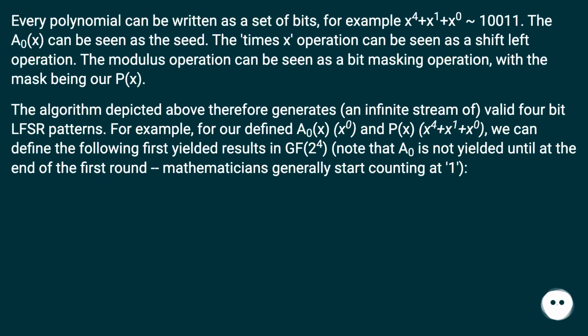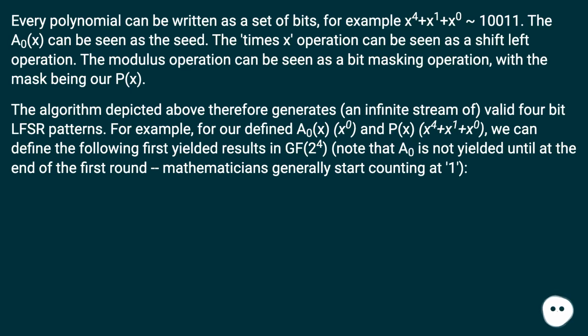Every polynomial can be written as a set of bits, for example x^4 + x^1 + x^0 ~ 10011. The a0(x) can be seen as the seed. The times-x operation can be seen as a shift-left operation. The modulus operation can be seen as a bit masking operation, with the mask being p(x). The algorithm depicted above therefore generates an infinite stream of valid 4-bit LFSR patterns.